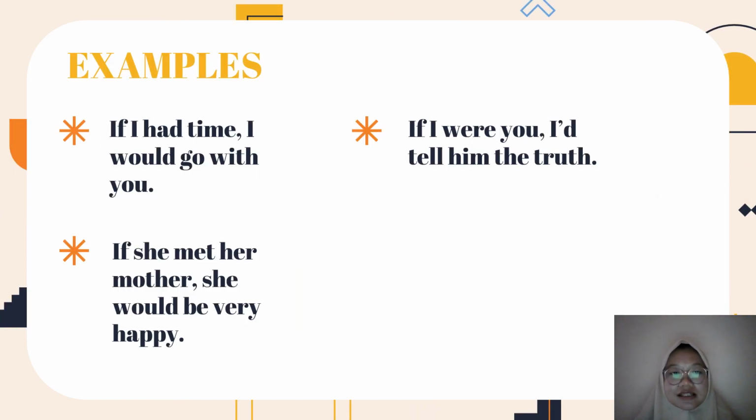Okay, so here are some examples of the second conditional sentence. If I had time, I would go with you. And then if she met her mother, she would be very happy. And then the third one, if I were you, I'd tell him the truth.